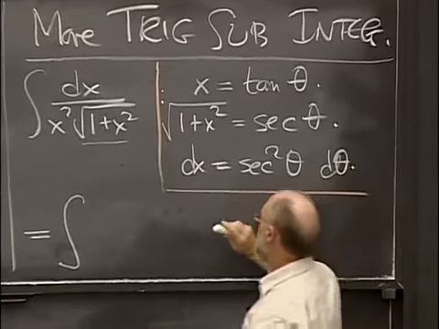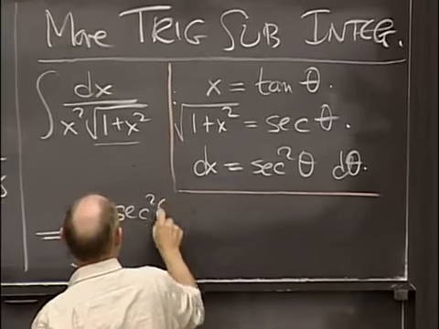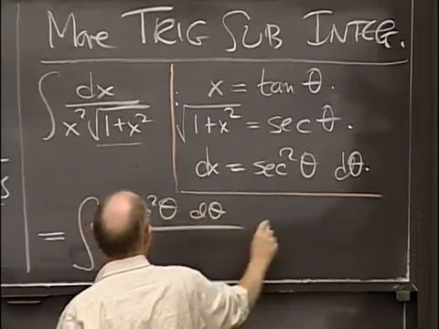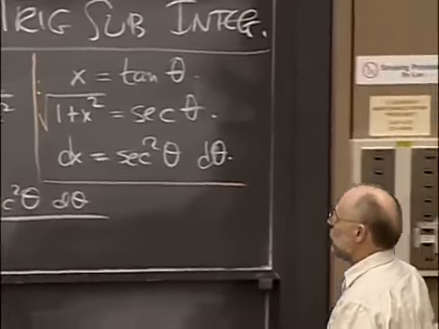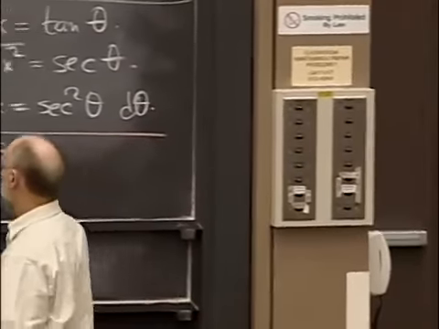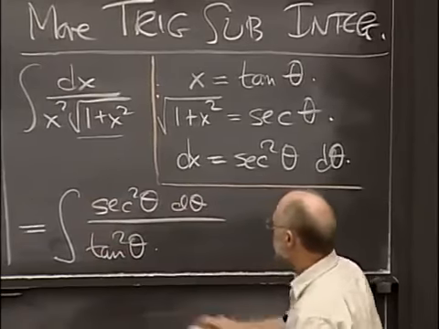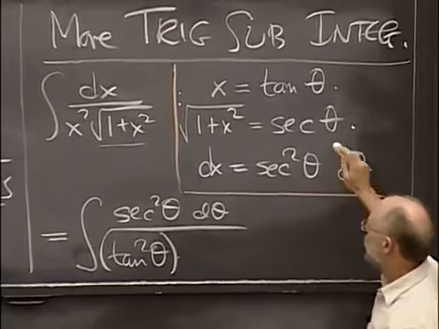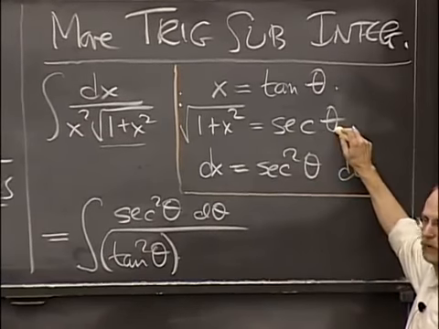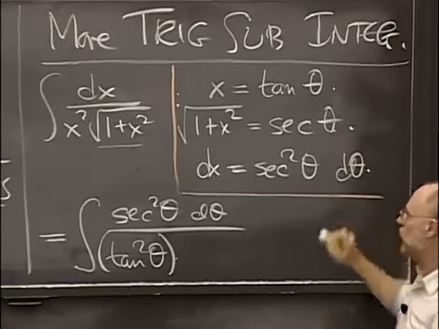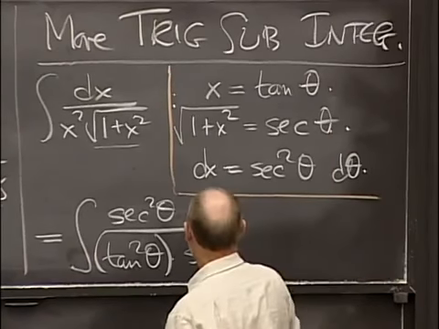So dx is in the numerator. That's secant squared theta d theta. And then the denominator has an x squared. That's tangent squared theta. And then there's this square root, and we know what that is in terms of theta. It's secant of theta.